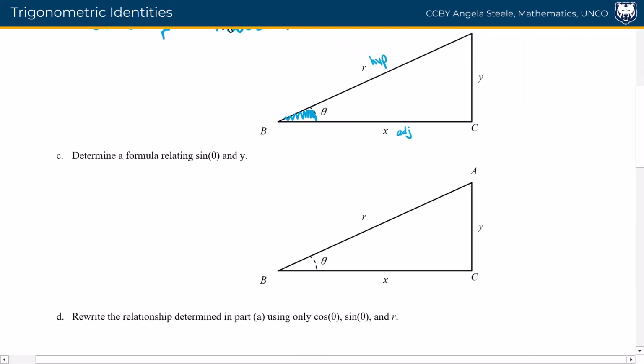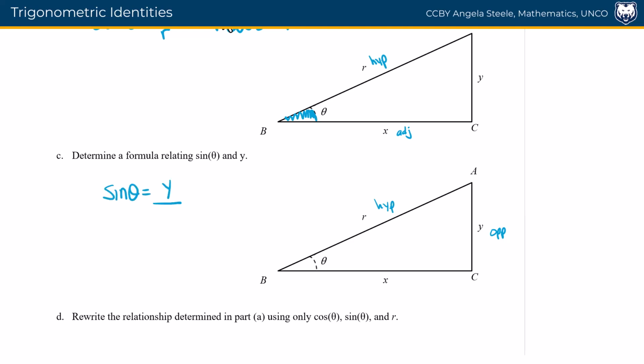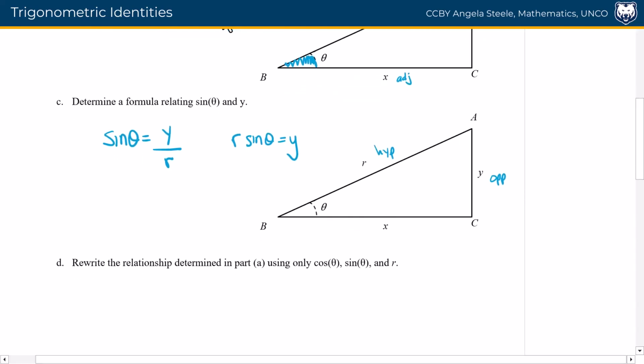Okay, we're going to do the same thing with our sine function. So sine is opposite over the hypotenuse. So sine of theta equals y divided by r. We also saw it a lot with our circles where we had r sine of theta is equal to y. Okay, so now what we want to do is take those two ideas from parts B and C and connect it back to our Pythagorean theorem.